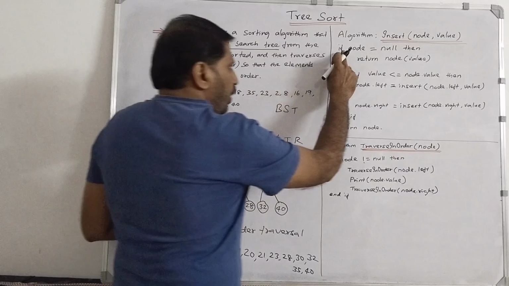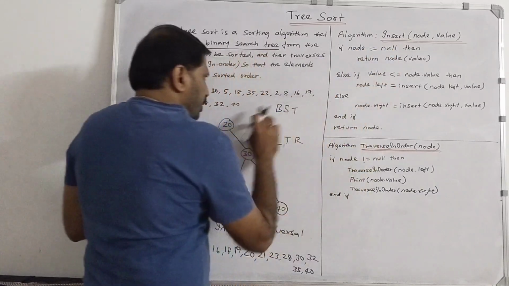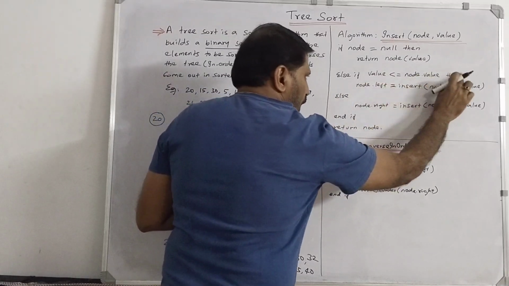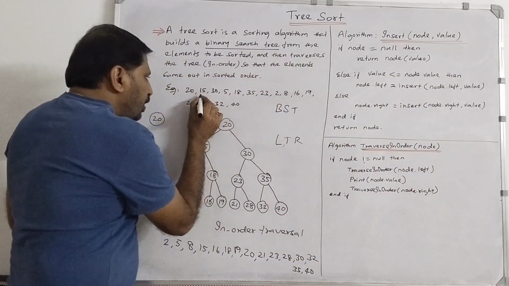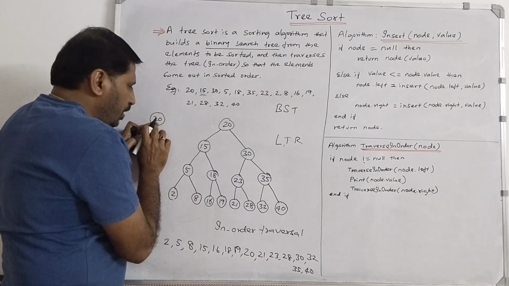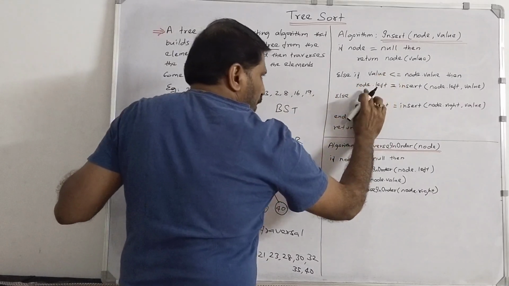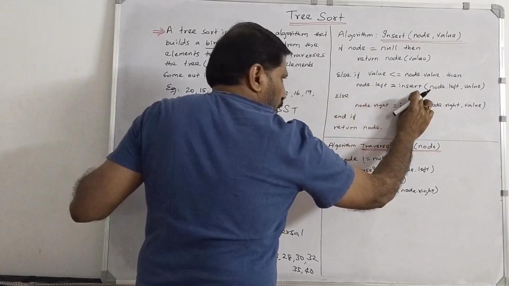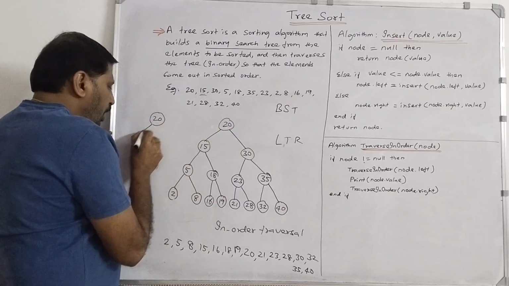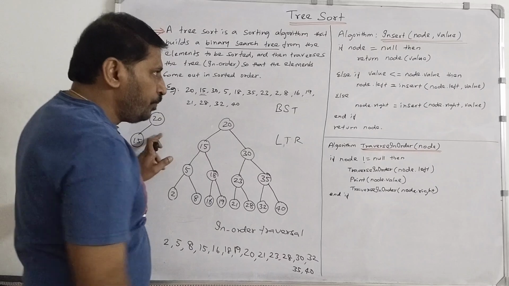Suppose the node is not null, we are executing the else if: value is less than or equal to node value. What is that? The current value is less than or equal to node value, the previous value. So it is a lesser value. If it is lesser, node left equal to insert node left value. So we are taking 15, we are inserting it as a left node of that particular node.